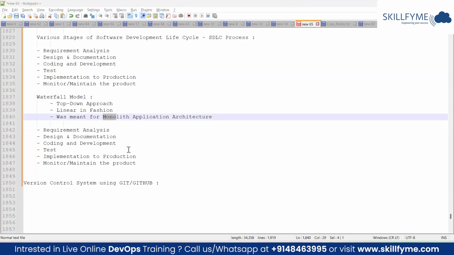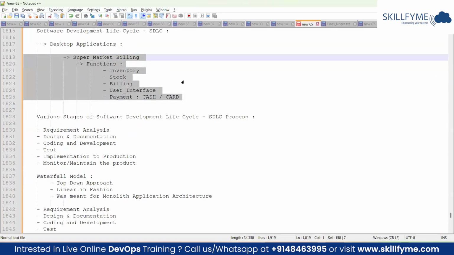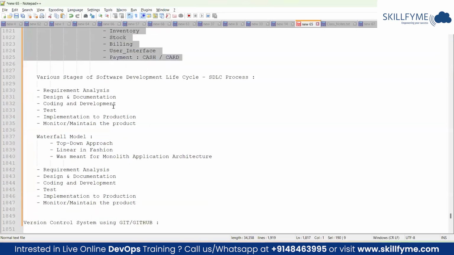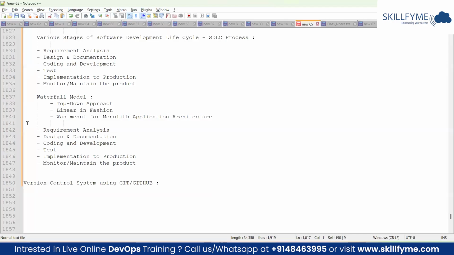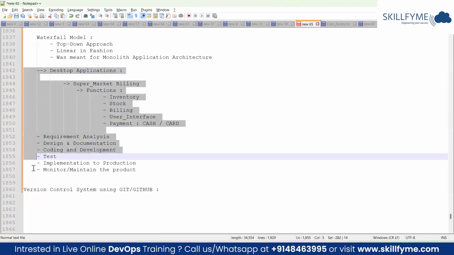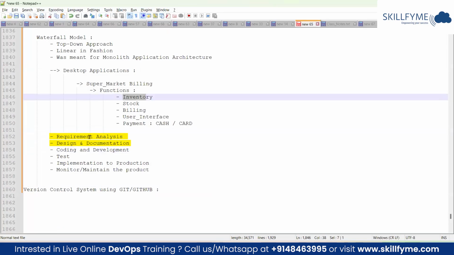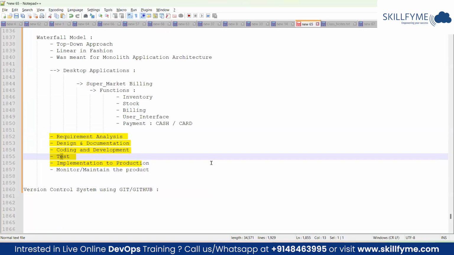Now, the point is, if you're using the waterfall model, let's say this is my requirement. I want to develop one desktop application and I'm going to use this waterfall model to develop this application. So as part of the requirement analysis in the waterfall model, we will do a detailed assessment or analysis of the requirement and we'll prepare the documentation. Once the document is ready, we can get it approved from the customer and we'll start with the coding and development, and we'll do the testing and finally it will be implemented to production.